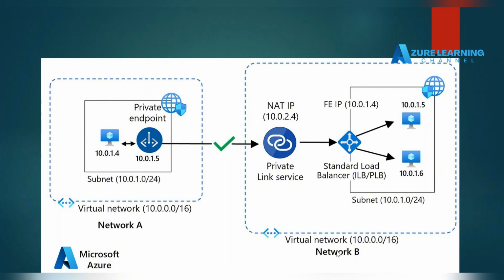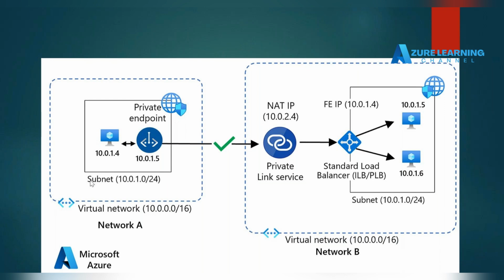See, both networks have the same CIDR range, 10.0.0.0/16 and 10.0.0.0/16. Even so, these two servers can communicate privately because of this private endpoint and the Private Link service. This is what we're going to demonstrate today. So for that, I'm going to configure the setup.